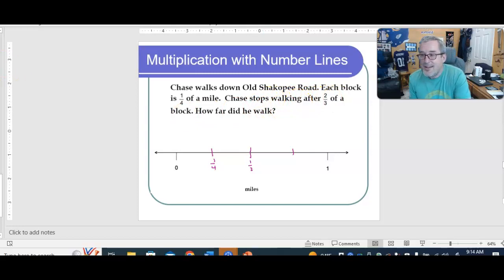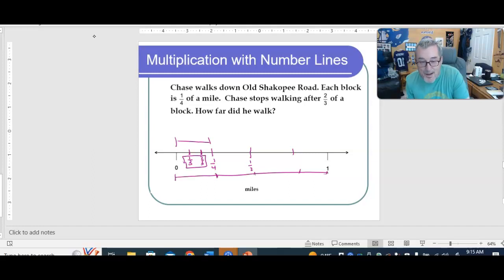So now I need to take a block and cut it up into thirds. Let's see if I can get this pretty close to thirds. So this is 1/3 of a block, and this is 2/3 of a block, and then this is a full block. So these are referencing the block, where this is referencing the whole mile, this fourth, fourth, fourth. Okay? So what I'm talking about here is Chase stops walking after 2/3 of a block. So Chase walked to here.